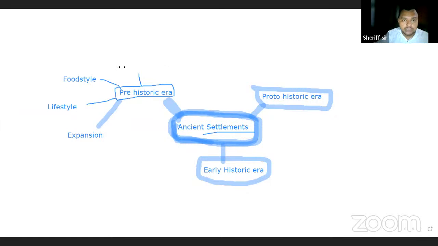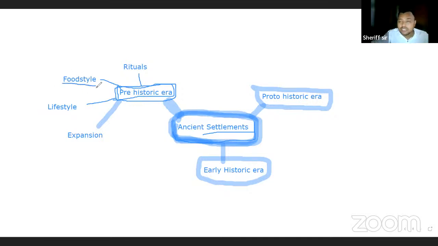So I'm writing here rituals. You can write anywhere you like, no issues. You can take prehistoric era here. Prehistoric era can be taken here. You're going to go clockwise, you can write like that. No issue. I just chose it because it's easy to learn this way. Then food style, you talk about that. Now, look, this is the topic. This is the subtopic, basically the main topic under the topic that we are discussing. Then this is the subtopic.